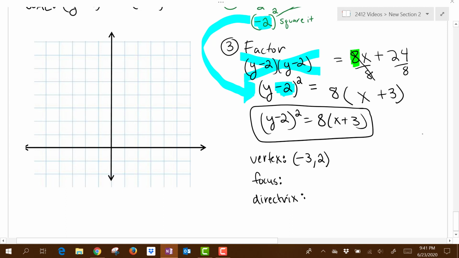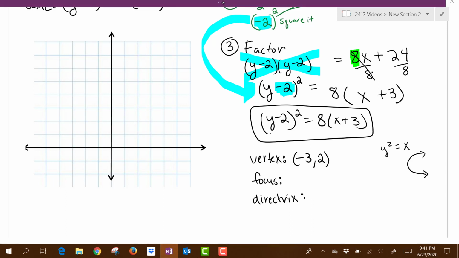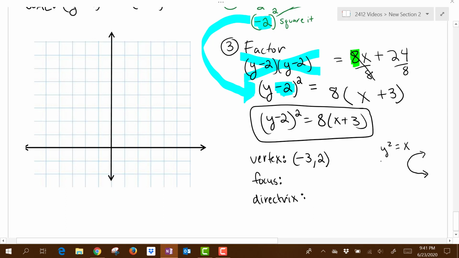Okay, what about the orientation? Let's go ahead and do that. The y is being squared. The x is not. Both sides are positive. So that means that the graph will be opening to the right. And we will have a horizontal axis of symmetry.